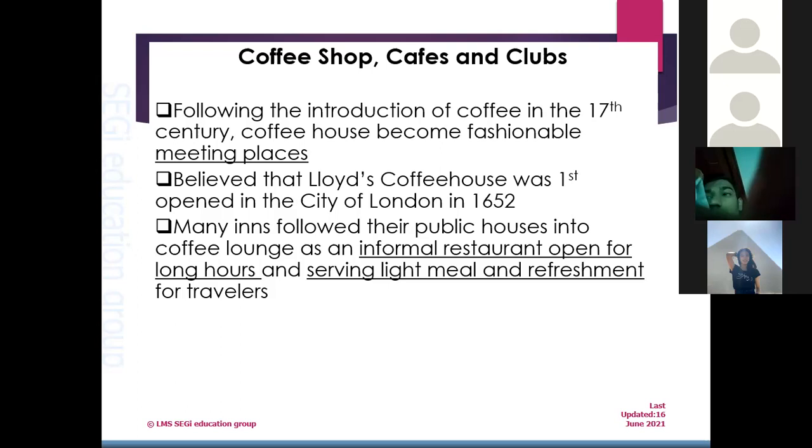Okay, informal restaurant, open for long hours. Guys, another characteristics of cafe, usually they are serving 3 meals in a day: breakfast, lunch, and also dinner. That's why in this characteristic they said cafe will open for long hours. And serving light meals and refreshment. Guys, cafe do not sell complete meals, but they serve light meals. Light meals such as snacks.